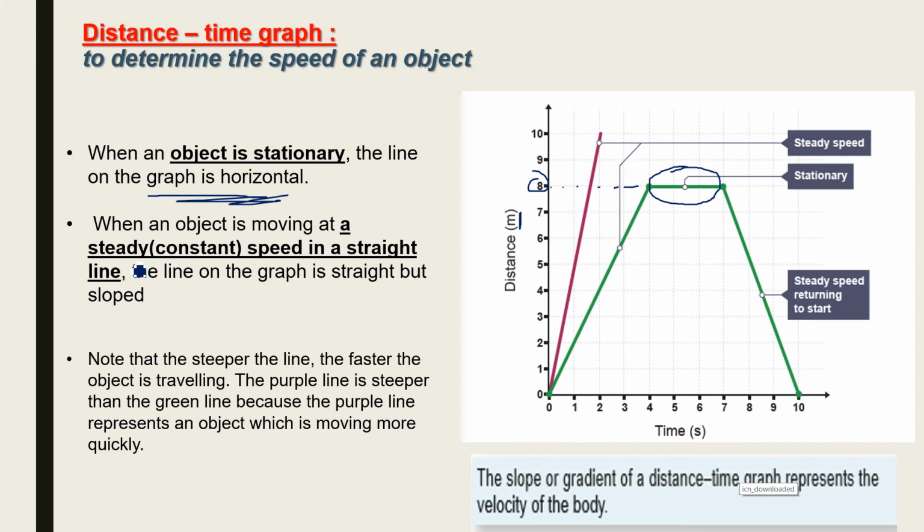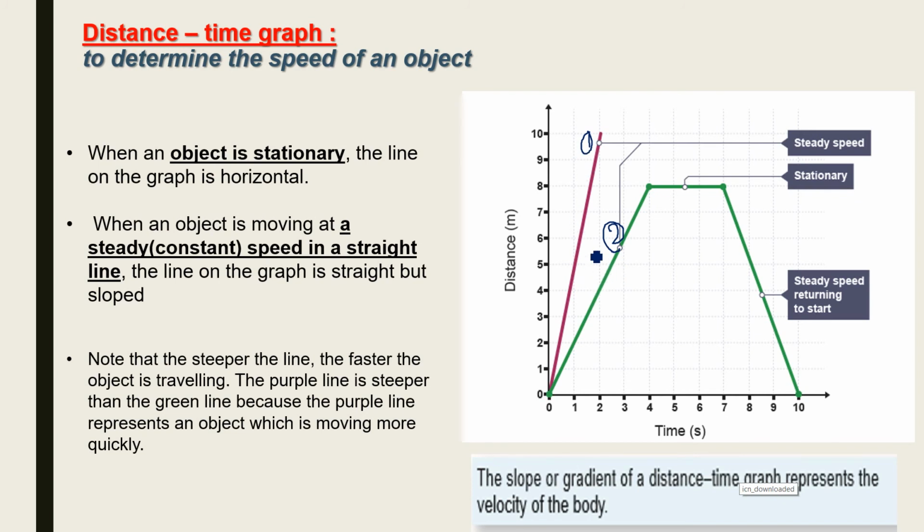Like when an object is moving at a steady speed, so sometimes they use the word steady instead of constant, the same thing. So at a steady, constant speed in a straight line, the line on the graph is straight but sloped. So this is the straight. Look, girls, the purple and this green, let me say 1 and 2 here. Both of them are straight. Okay, but not flat, so straight and sloped. So flat means 0 speed. So here 1 and 2, both of them are straight.